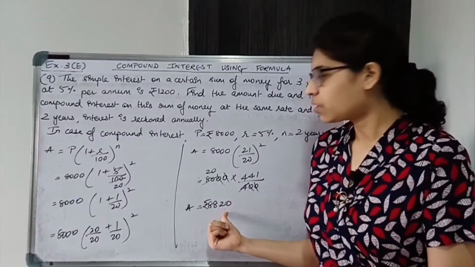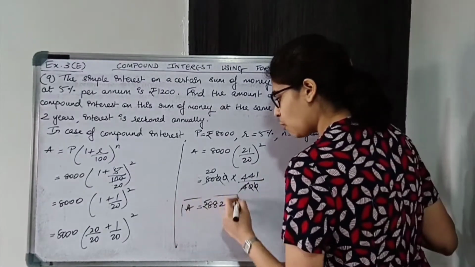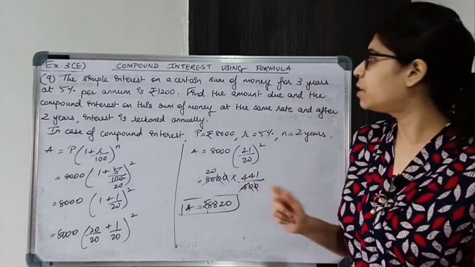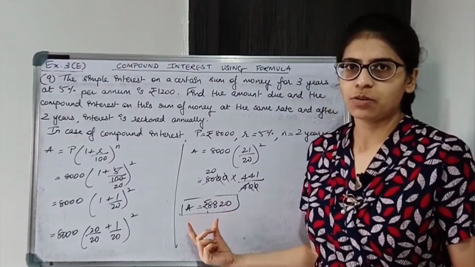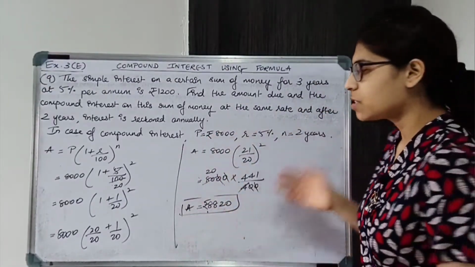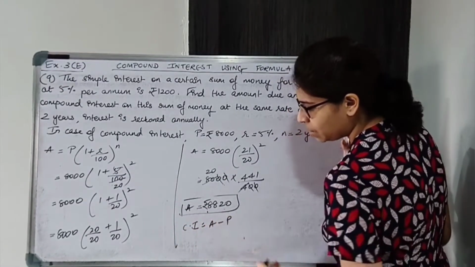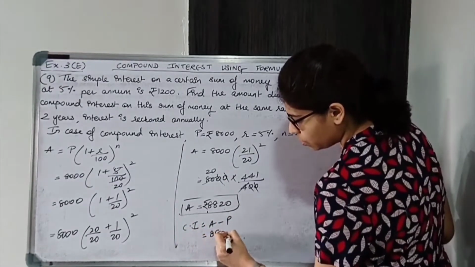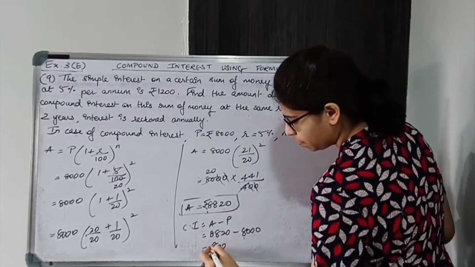So amount due is rupees 8820. You have to box this, write down the final statement. The amount due is rupees 8820. Now we'll find compound interest. So CI is A minus P. A is 8820, P is 8000. So 820.